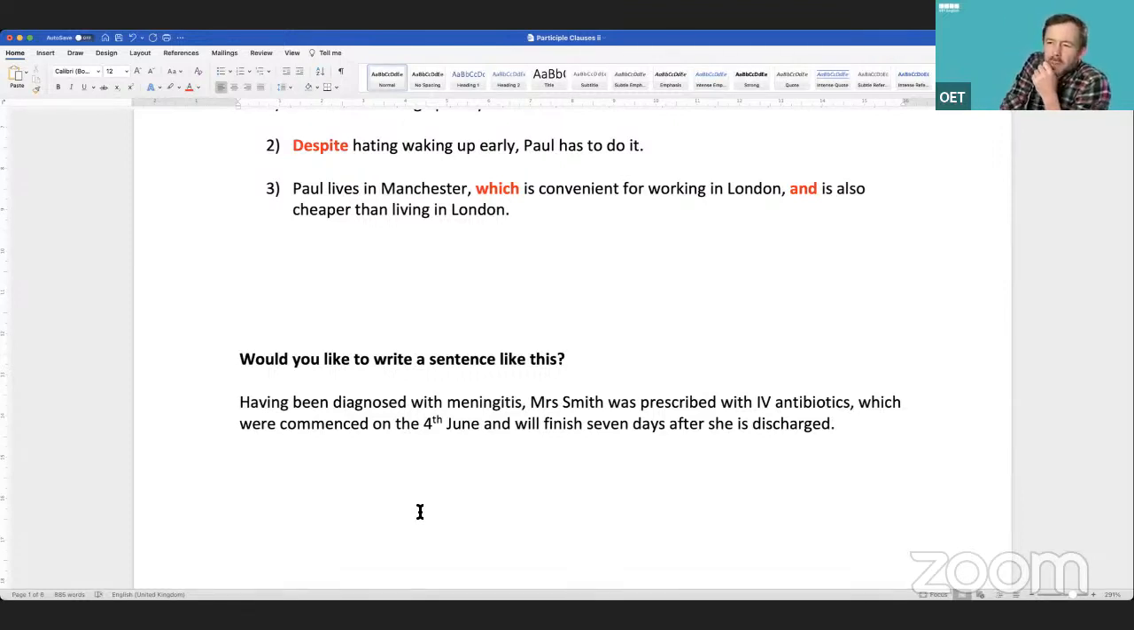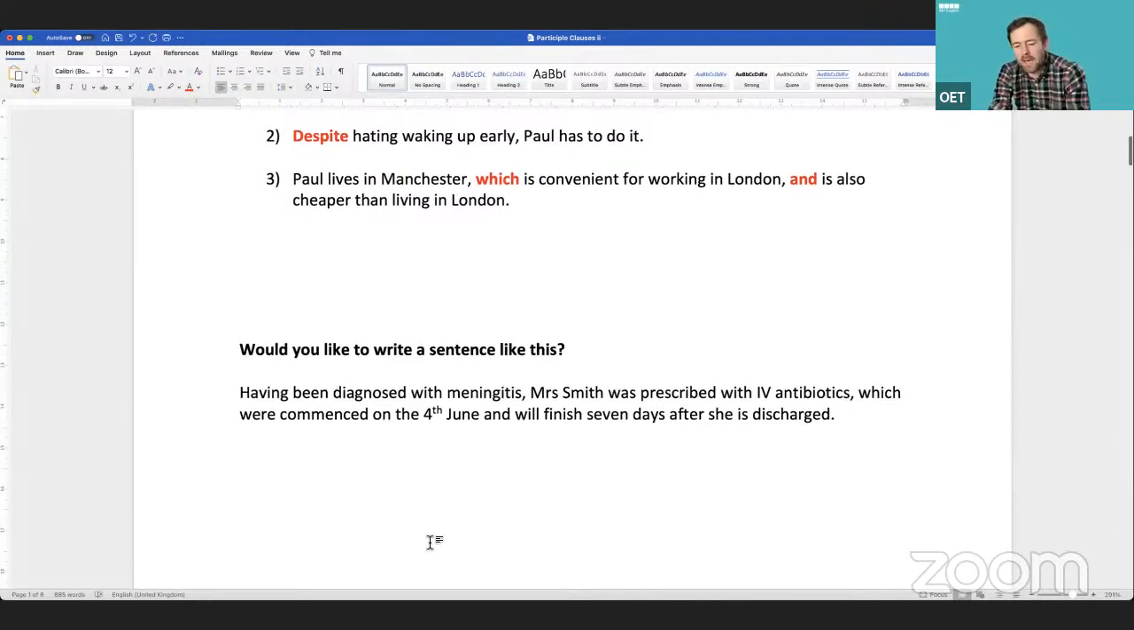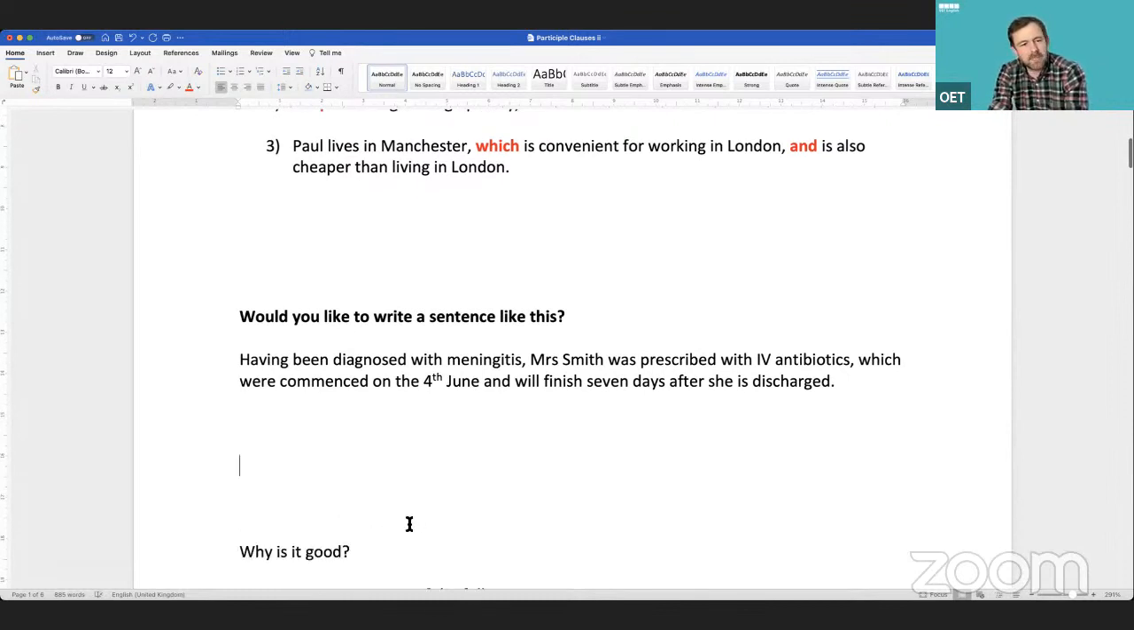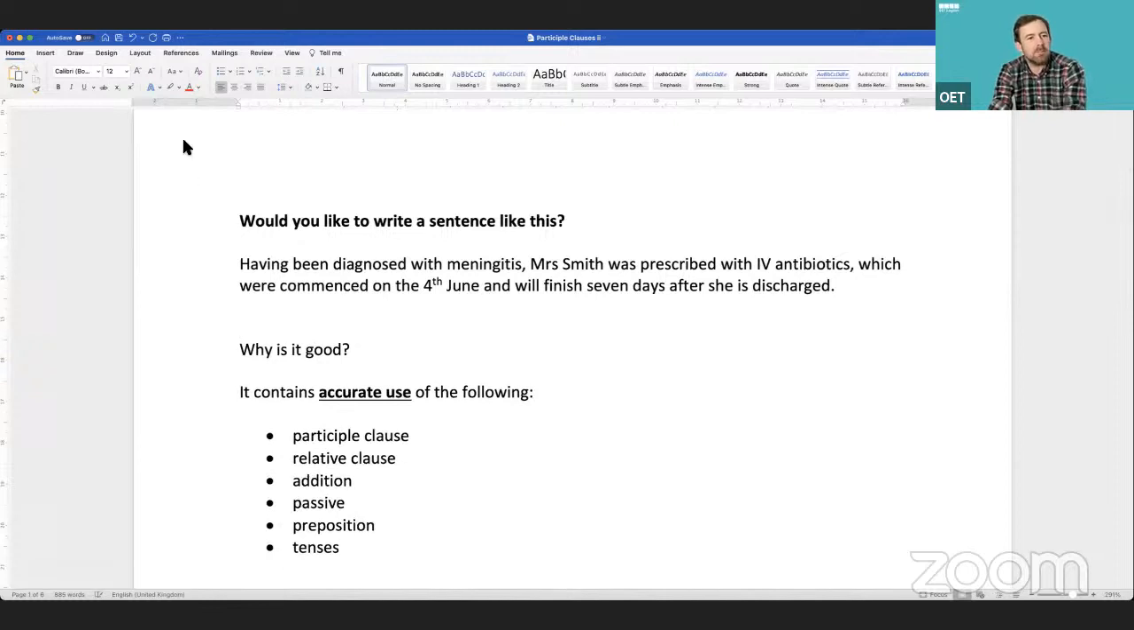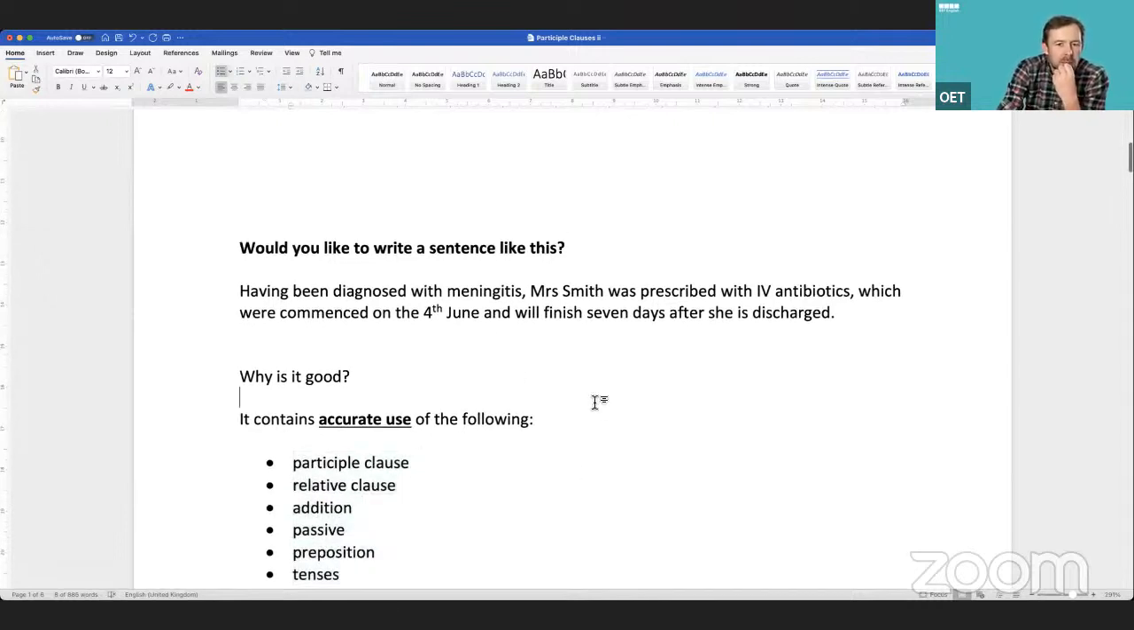I suppose it's complicated, isn't it? Complex. It's definitely complex. Okay, well, let's think about why it's good. The reason why it's good is because it's got accurate use of all of these things. So participle clause is here. Okay, so there's our participle clause. Let's put that one in green.